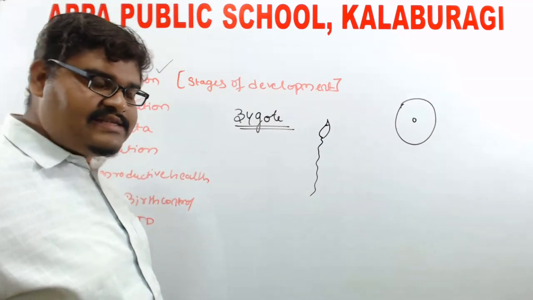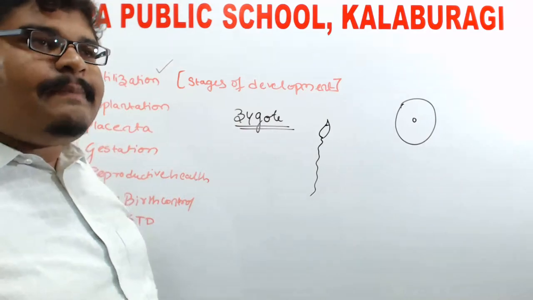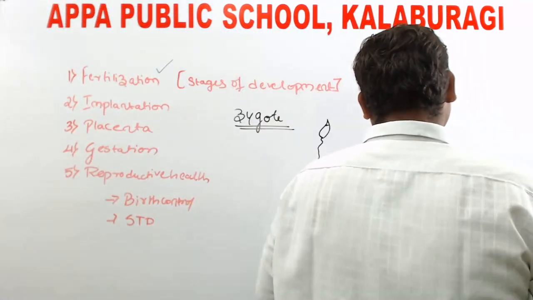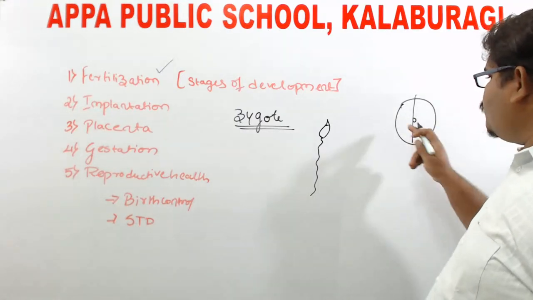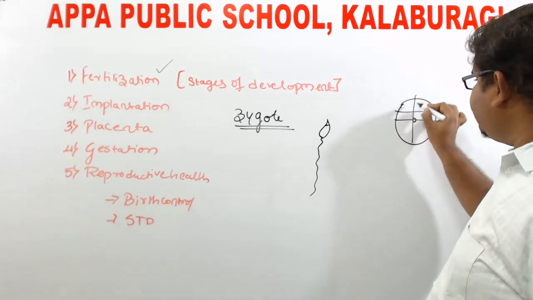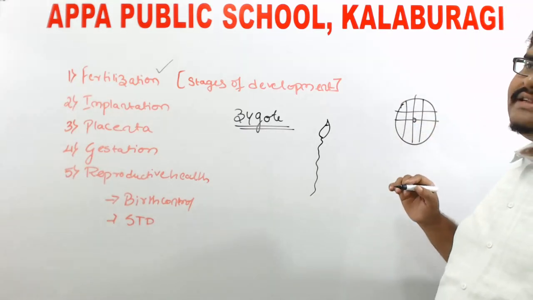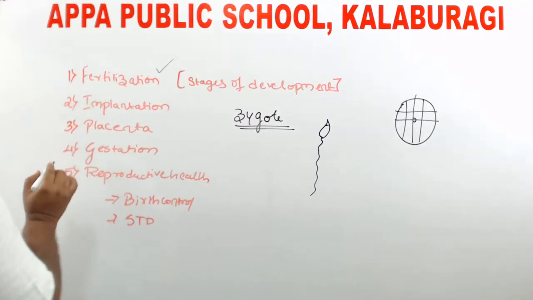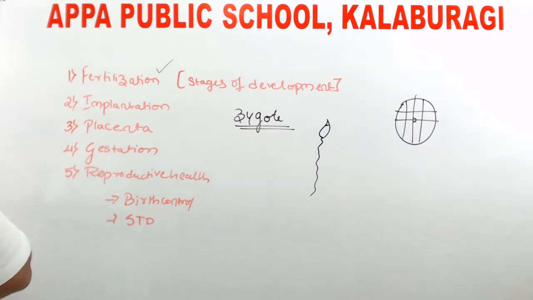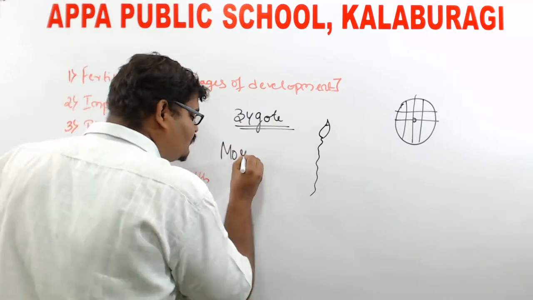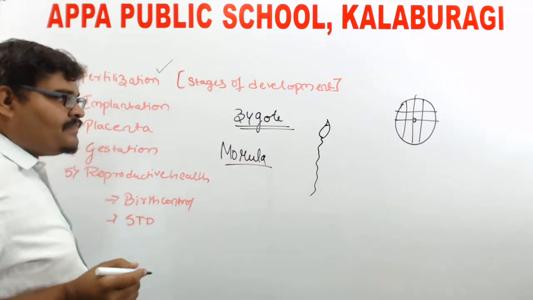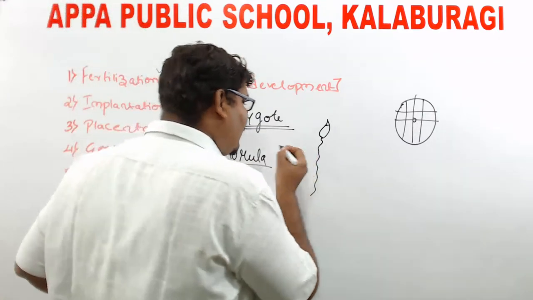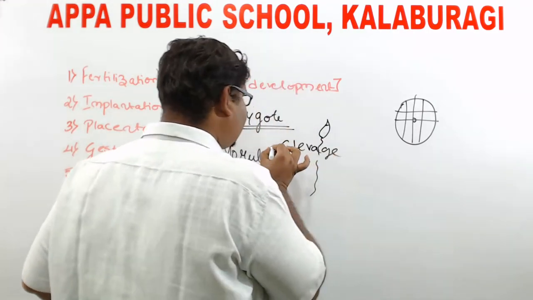In the previous class, I already told you that the zygote undergoes repeated cell divisions. From one single spherical structure, it splits into two cells, then into four, then into eight, and in such a way they keep splitting, and after splitting they form a spherical mass of cells, and this spherical mass of cells is called morula. So after cleavage, it is now becoming a morula.